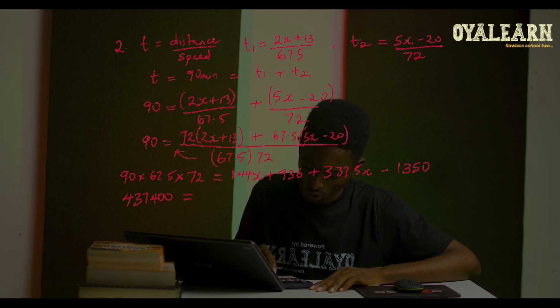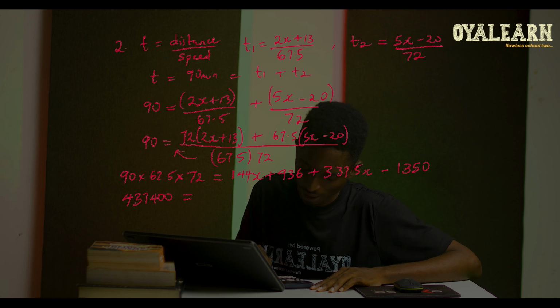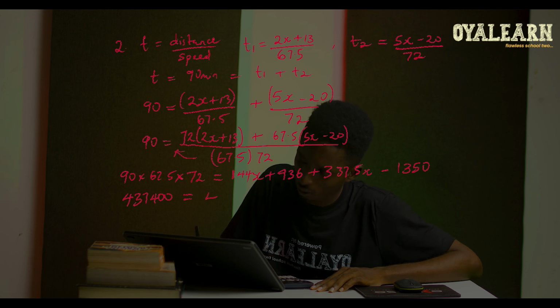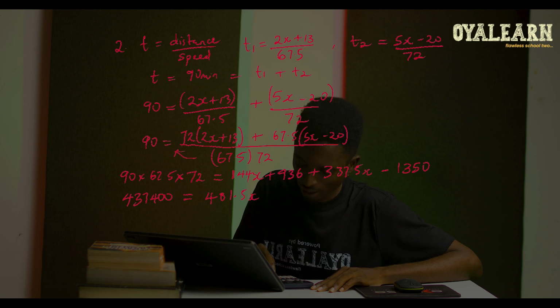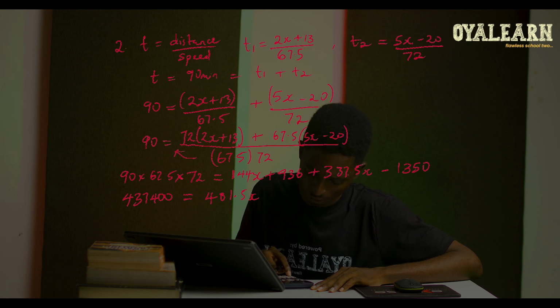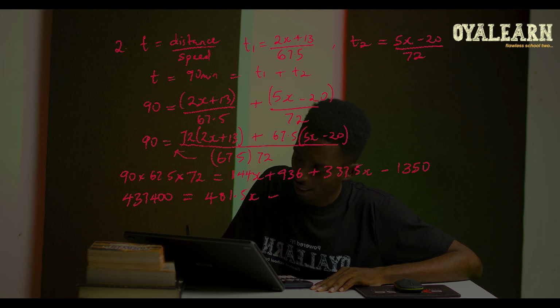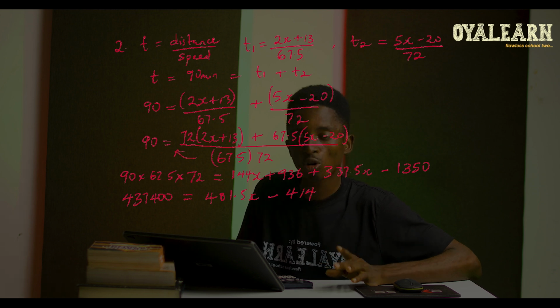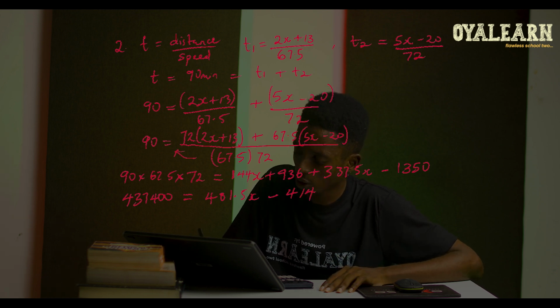And this equals, now we have 144x plus 337.5x, and that gives us 481.5x. And then 936 minus 1,350 gives us negative 414. So to solve for x, we make it the subject of this equation.